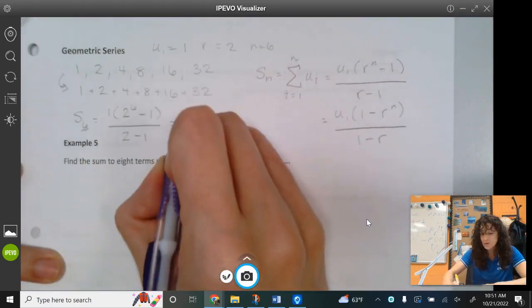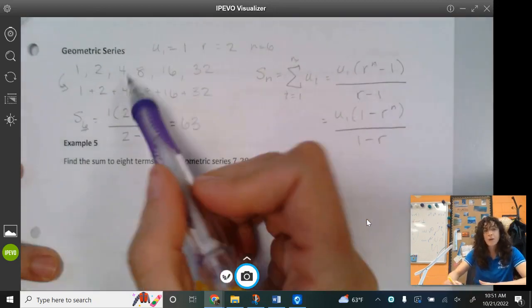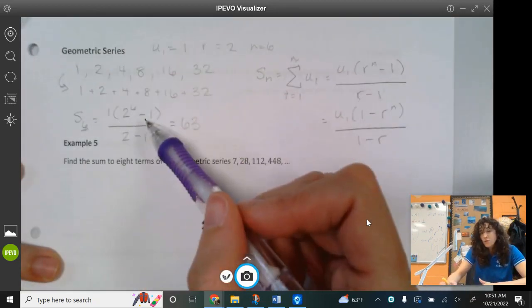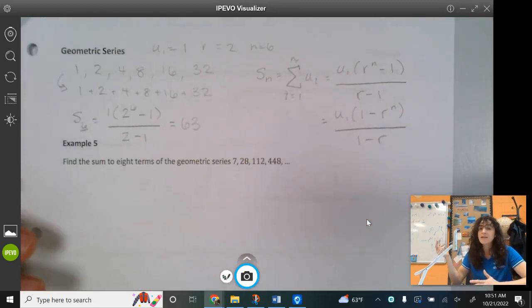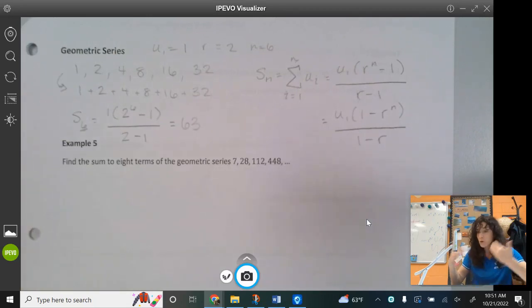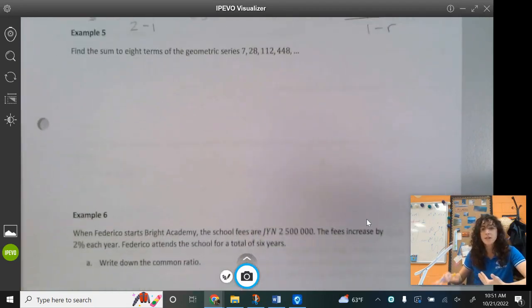You could also just add up those 6 terms, but it's 63, right? If you add up these 6 terms, it's 63. If you go through this formula, it's 63. This is the process that we use. Cool. So, of course, it's not always that straightforward. We're going to do example 5, which is still pretty straightforward. You'll see example 6 is the more applications use of this procedure.